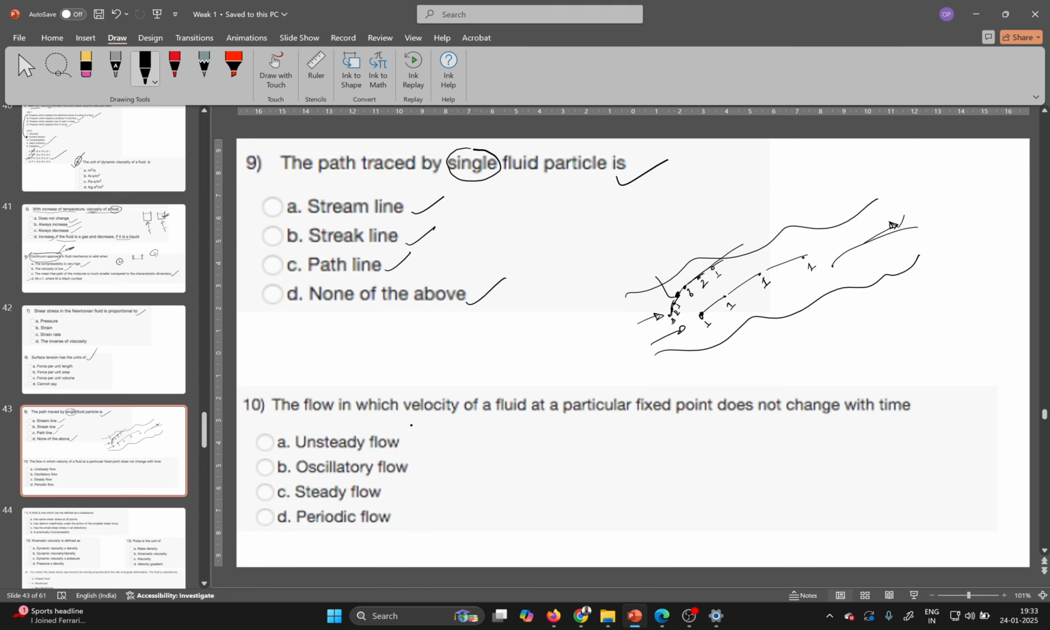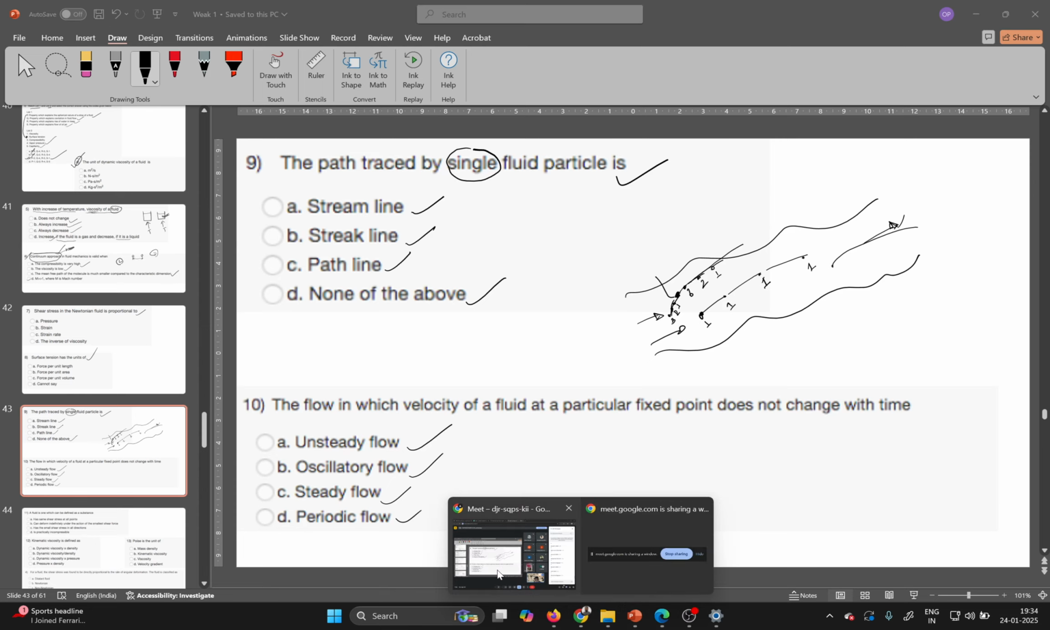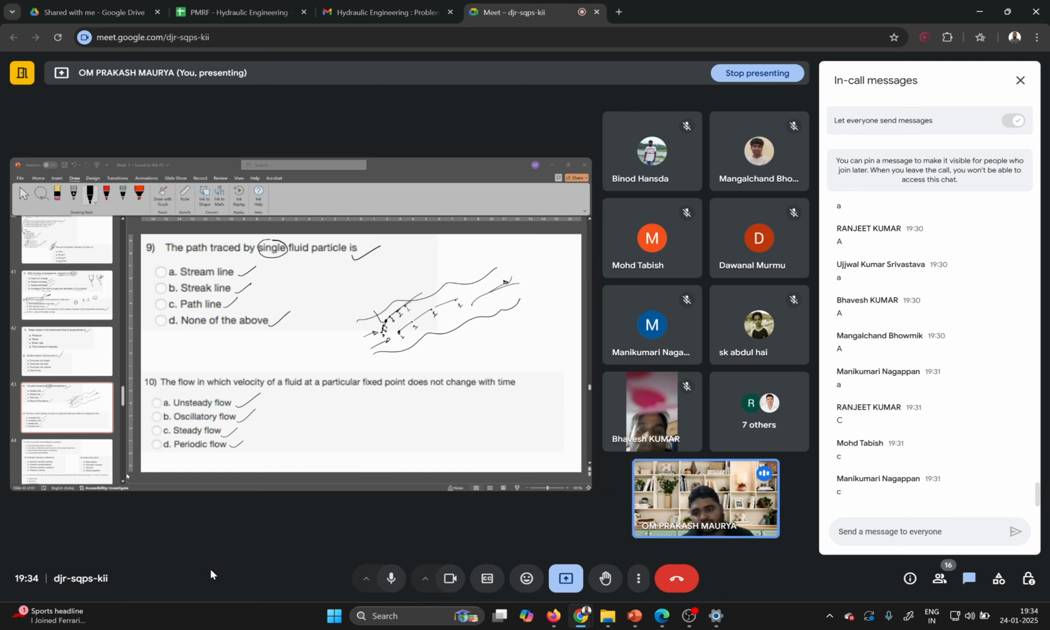Now we'll move on to the next question. The flow in which the viscosity of fluid at a particular fixed point does not change with time: unsteady flow, oscillatory flow, steady flow, or periodic flow. Which option is correct for question number 10? Please try to give your answer for question number 10.